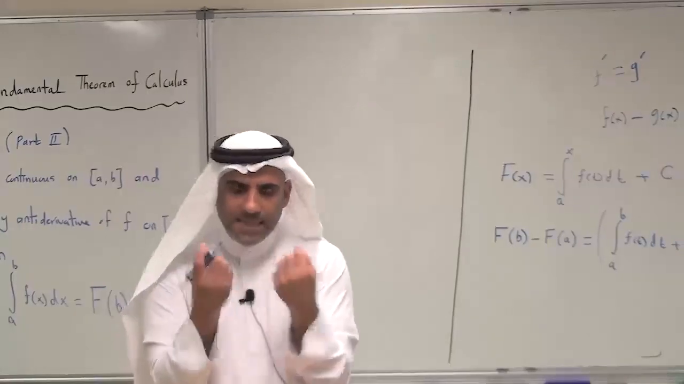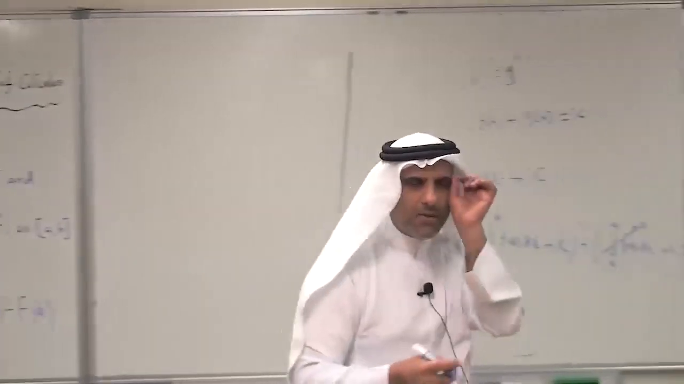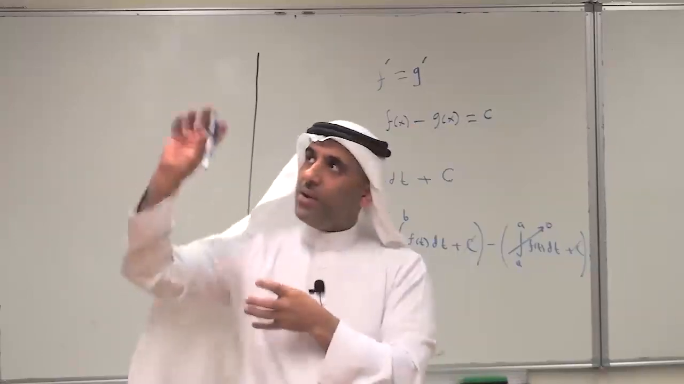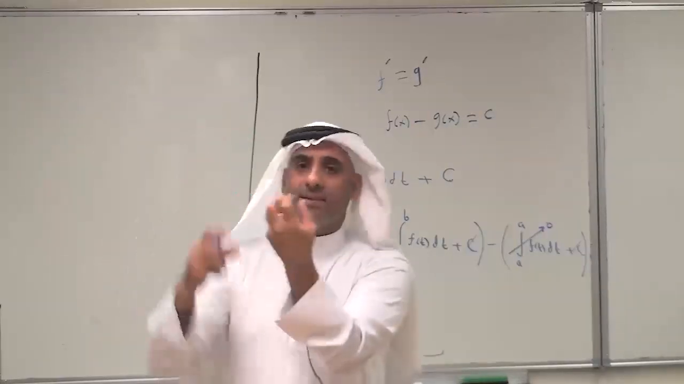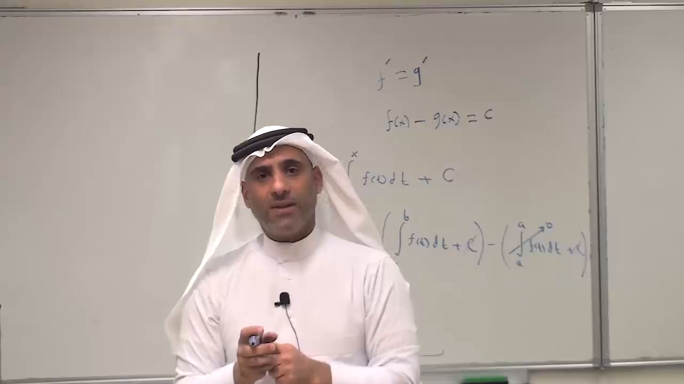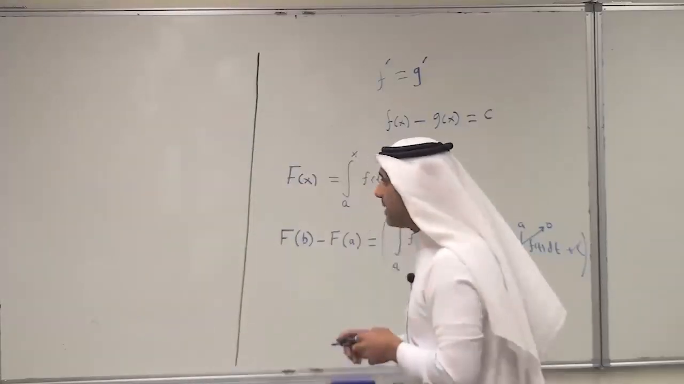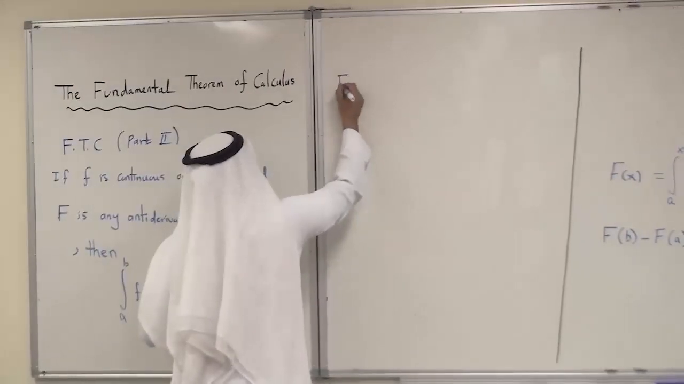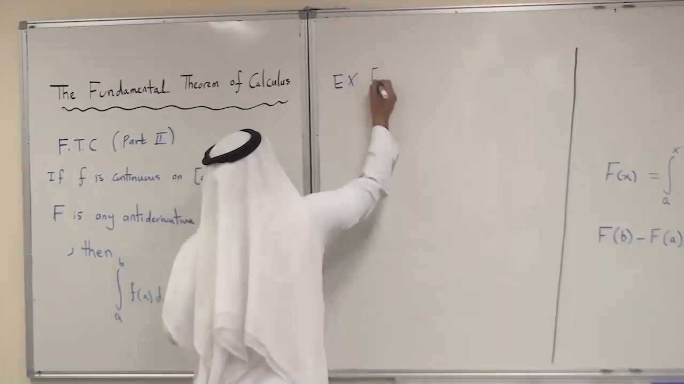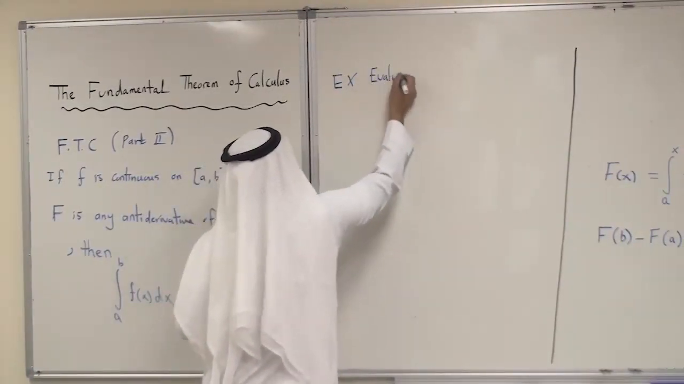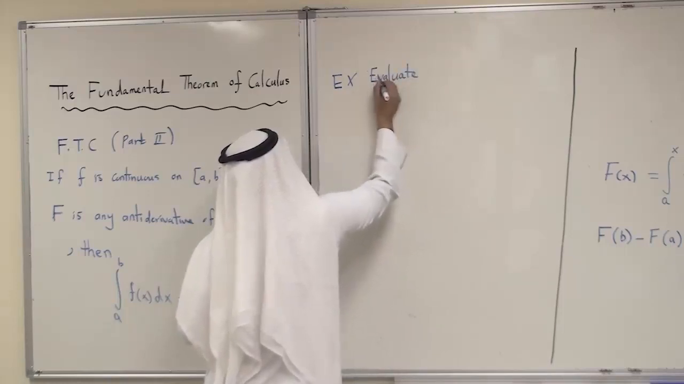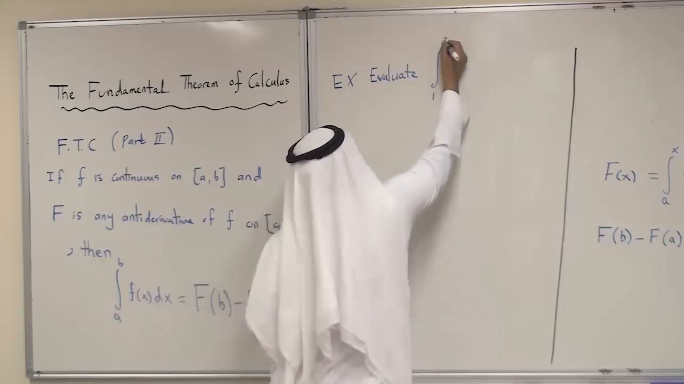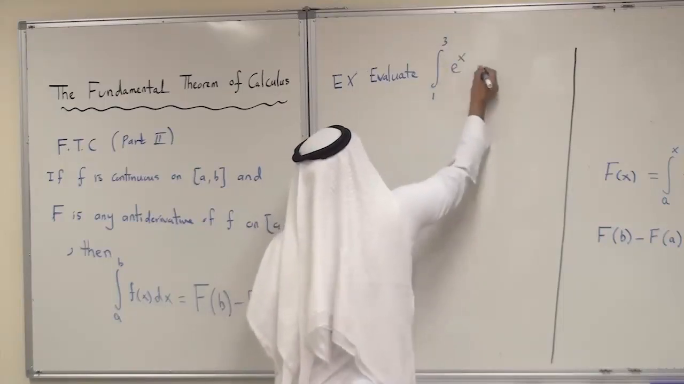And the answer, by this nice theorem, says you just look for an antiderivative of the integrand, then evaluate it at the endpoint minus the evaluation at the first point. That will be done in the following exercises we have here. For example, let us take a specific exercise that says, evaluate the definite integral from 1 to 3 of e to the power x dx.